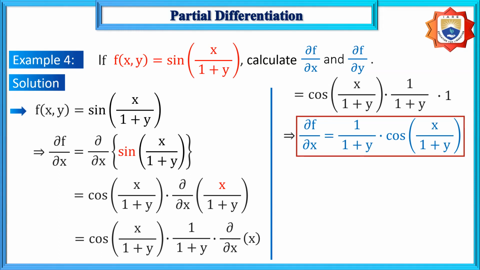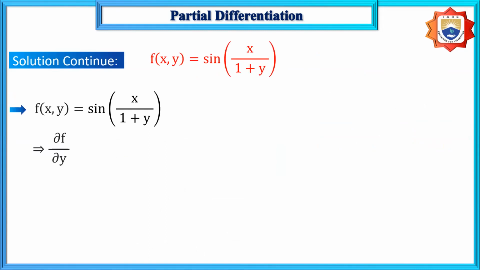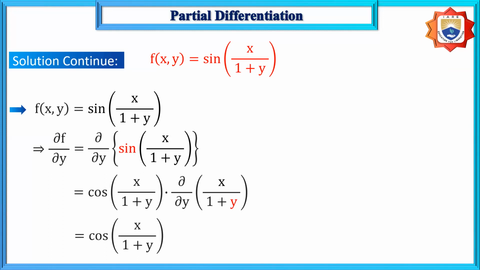And similarly, you need to recall in your mind what is dou f by dou y also. Same like that here also. I hope this slide, the 5 steps, is easy to understand. And next, the second one, dou f by dou y. Similarly here also, dou by dou y of sine of x by 1 plus y. Same as previously, the sine derivative is cos of x by 1 plus y. And here once again, dou by dou y of x by 1 plus y. And same as in the previous slides, x is treated as a constant. Then that is x into dou by dou y of 1 by 1 plus y.